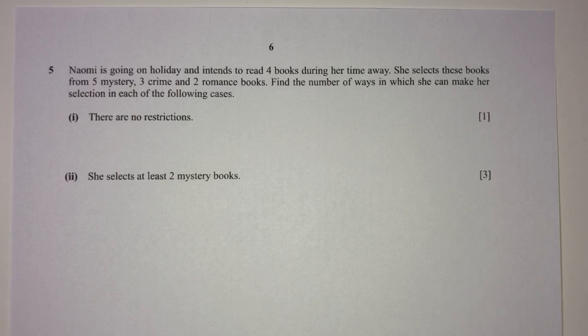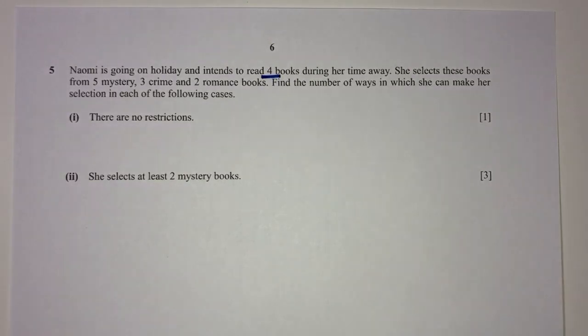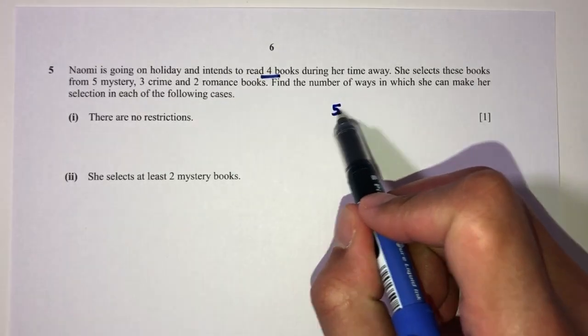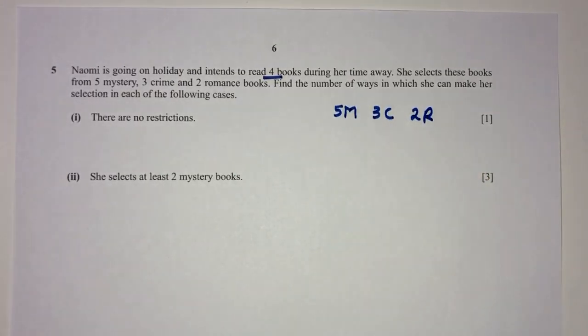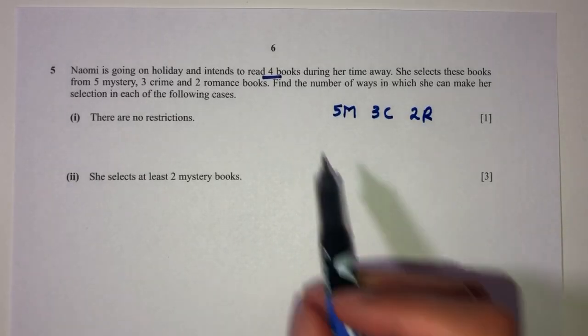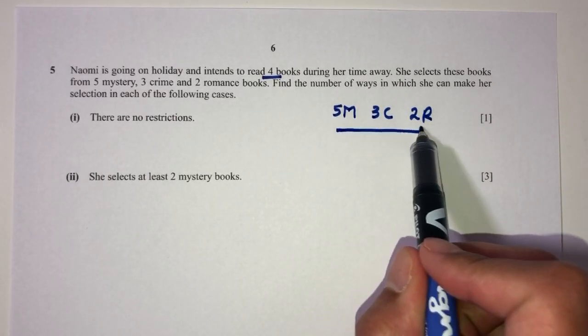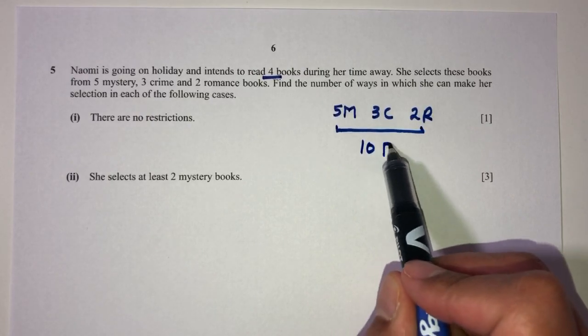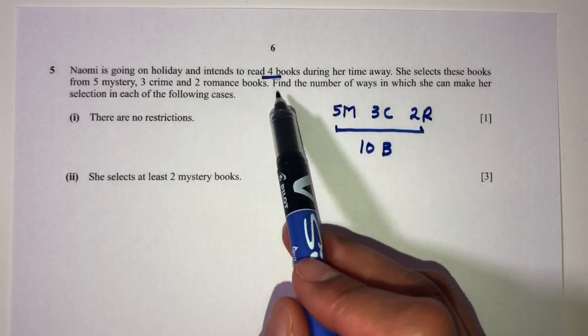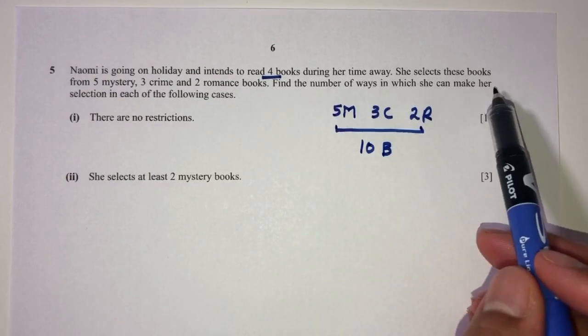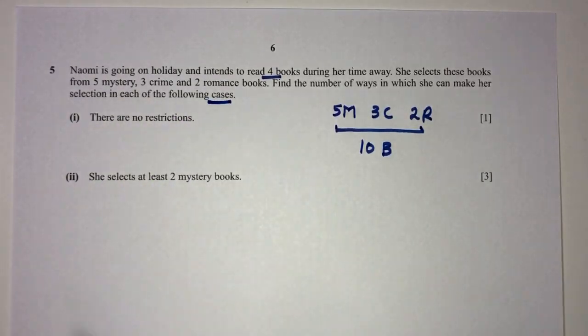Now number 5. Naomi is going on a holiday and she intends to read 4 books. So she wants to choose 4 books to read on her holiday. Now she selects these books from 5 mystery, 3 crime, and 2 romance books. So we know this, but also we know that altogether she has 10 books, right? So 5 plus 3 plus 2 is 10 books. We have to find the number of ways she can make her selection in the following cases.